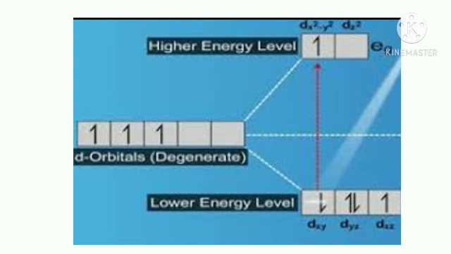Electrons in the t2g orbitals get excited and are promoted to the eg orbitals. This is in the case of an octahedral complex. We know that in the octahedral complex, the t2g orbitals lie at lower energy and the eg orbitals have higher energy, isn't it? So the electrons in the t2g orbitals will be promoted to the eg orbitals. So due to this d-d transition, the complexes formed show color.